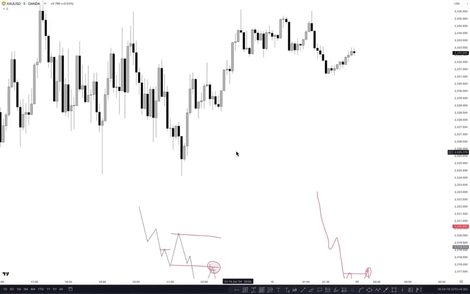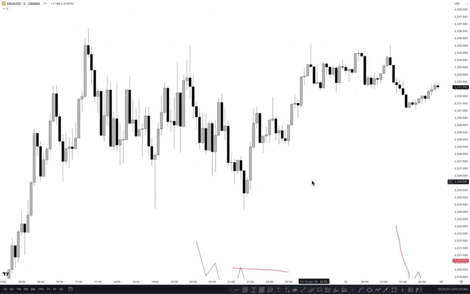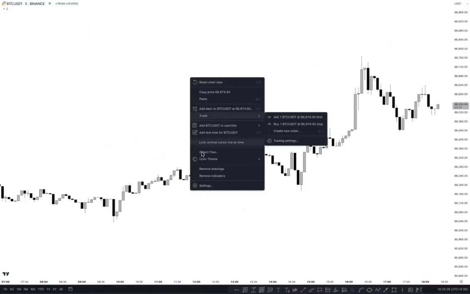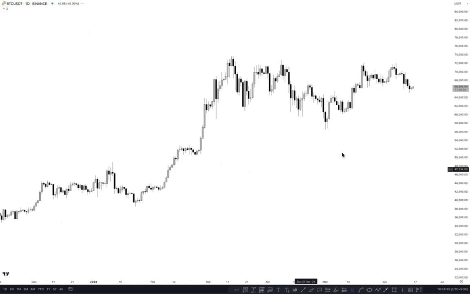So I hope you are clear on gold in different time frames. Let me check one more thing here in Bitcoin, BTC USDT, and after that I will choose Bank Nifty and Nifty. What is happening here and what can we expect? Let's check here from higher time frame to lower time frame.